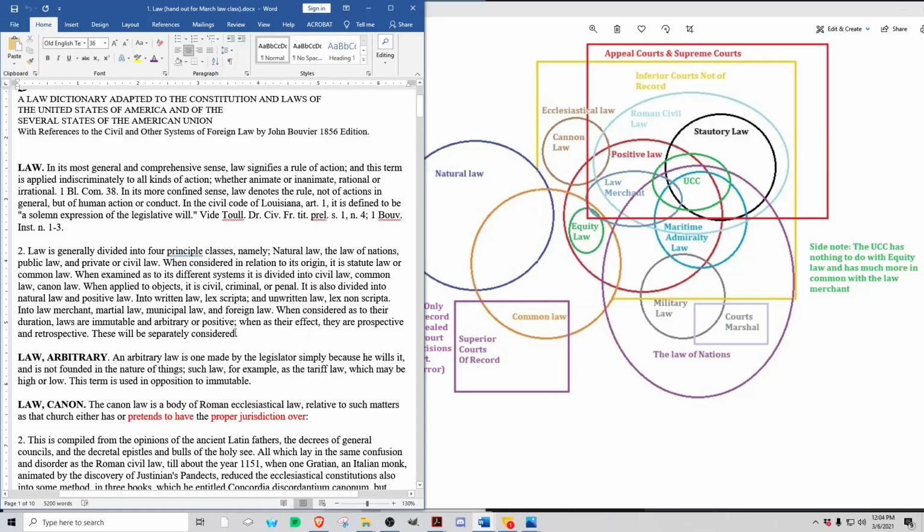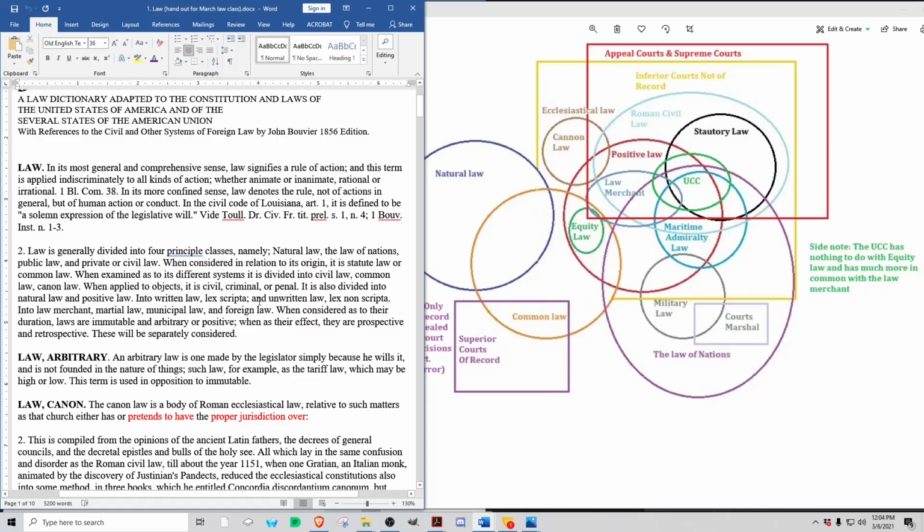Law is generally divided into four principal classes, namely natural law, the law of nations, public law, which I didn't put in here, but it's basically an aspect of common law and equity. So public law would kind of be basically here. But the trouble is that public law can also be written into statutes. And so it was kind of impossible to create them, because it would almost have to be a connection between here and around to just here. But just think of public law as a harm. That's the best way to think of public law. And private or civil law, right? So that's Roman civil law.